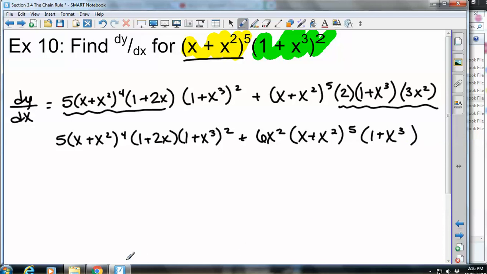Now there are obviously other things. You could pull out greatest common factors and go from there, but you don't have to go that far. So you're welcome to. Sometimes we might have certain situations where we need to simplify a little more, but this would be an acceptable answer. So these derivatives are sometimes a little ugly at the end.